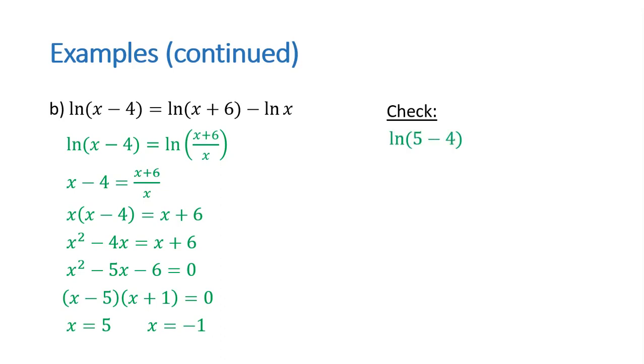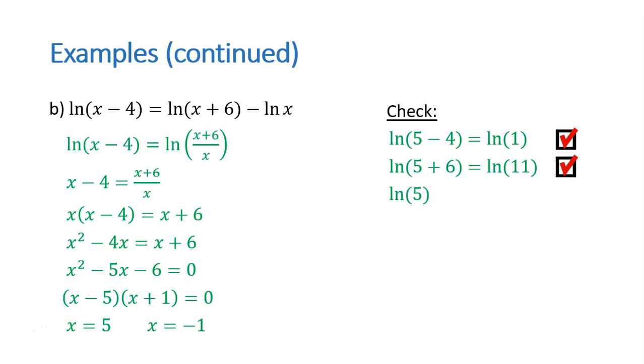So I plug it into the first one. I get natural log of 1, which is okay. Plug it into the second one. I get natural log of 11. That's also okay. And then finally, just natural log of 5, not actually changing anything. That is also okay. So all three of these logarithms check out, which means x equals 5 is a solution to our equation.